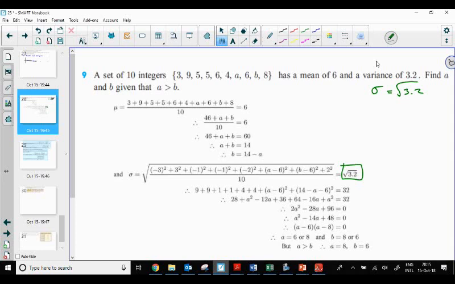And then each of these numbers that are being squared is the difference between each of the original data points and the mean. So the mean was 6. 3 minus 6 is negative 3. 9 minus 6 is 3. 5 minus 6, that's my negative 1 and another negative 1. Didn't bother writing the 0, that's okay. 4 minus 6, that's our negative 2. And a minus 6, there it is. So that's what's going on underneath there.